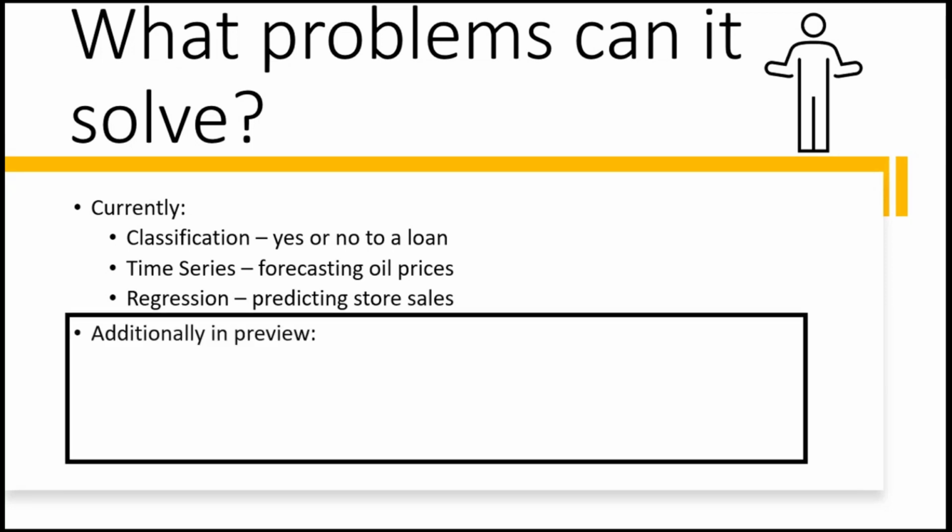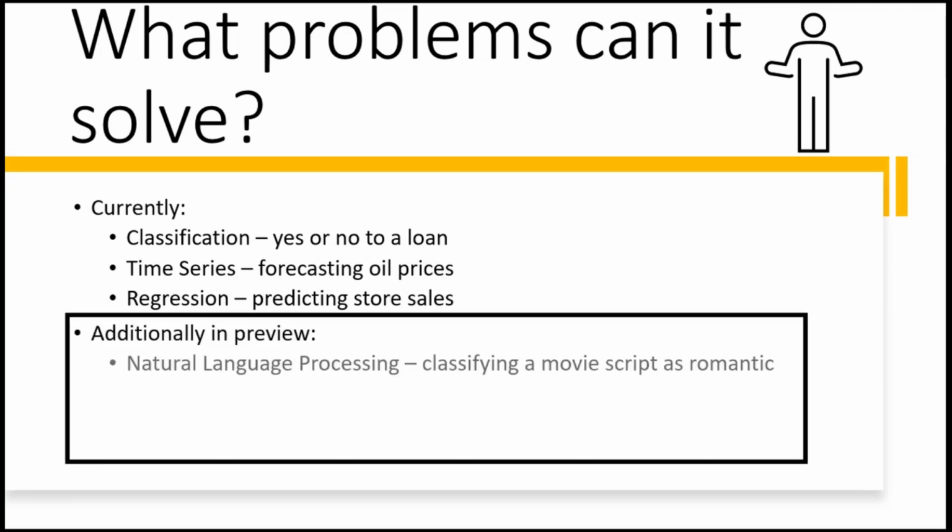And then the last 2, which are in preview at the moment, is natural language processing. So a natural language is anything that's come through naturally. So it's been produced naturally via human interaction and culture and history. So English, French, Spanish are all natural languages. Something like Simlish from the Sims game is not a natural language, so it wouldn't be able to do that.